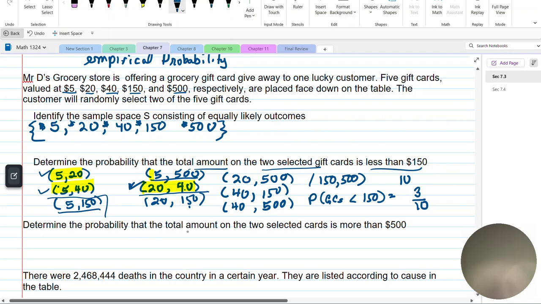Determine the probability the total amount on the 2 selected cards is more than 150. So that would make it 7 over 150, over 150, over 150, over. So those are the 7.